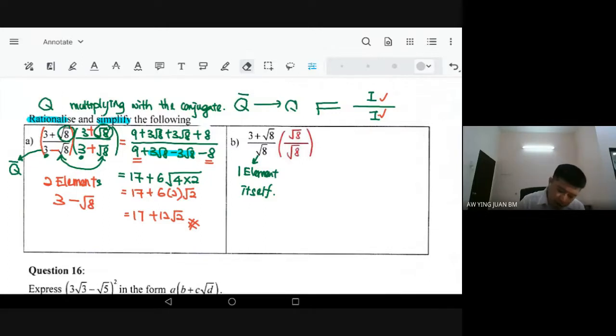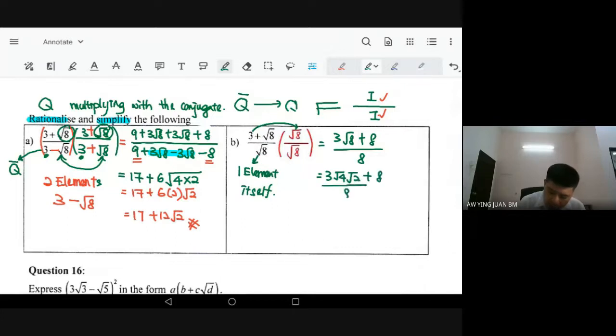Then expand. 3 square root of 8 plus 8 over 8. Ringkaskan dia. 3 square root of 4 square root of 2 plus with the 8. Sebab fraction, simplify. Then finally, we have 3 multiply with the 2 square root of 2 over 8 plus 1. Simplify. 3 square root of 2 over 4 plus with the 1. Okay, so harap fahamlah. Saya simplify. So it become 4.